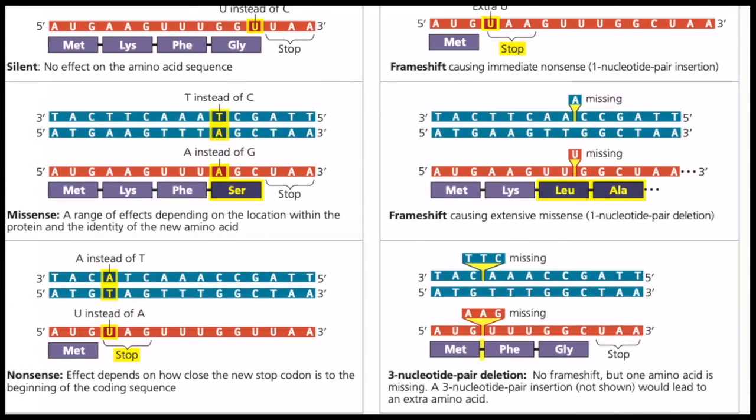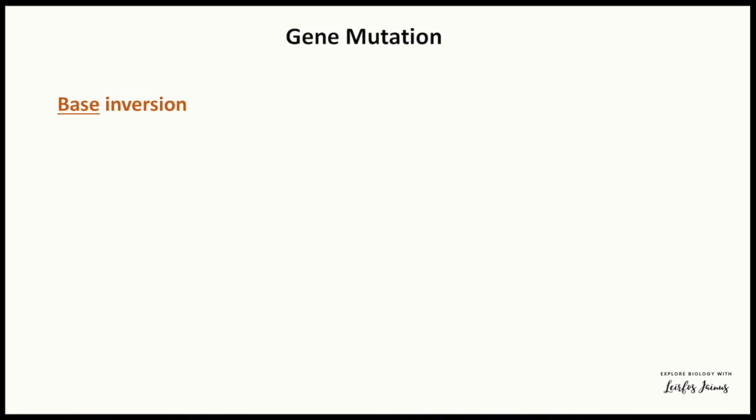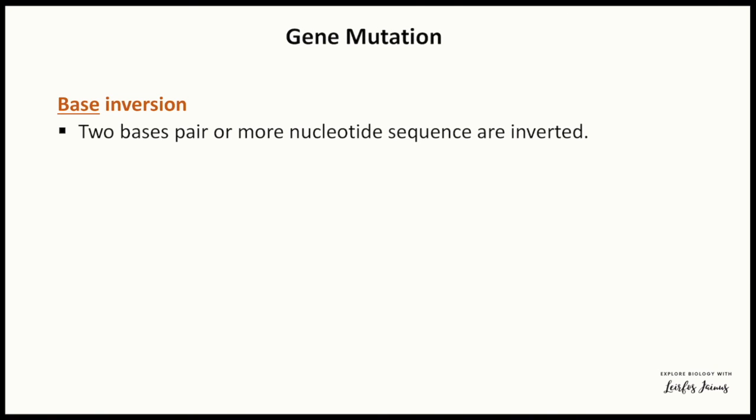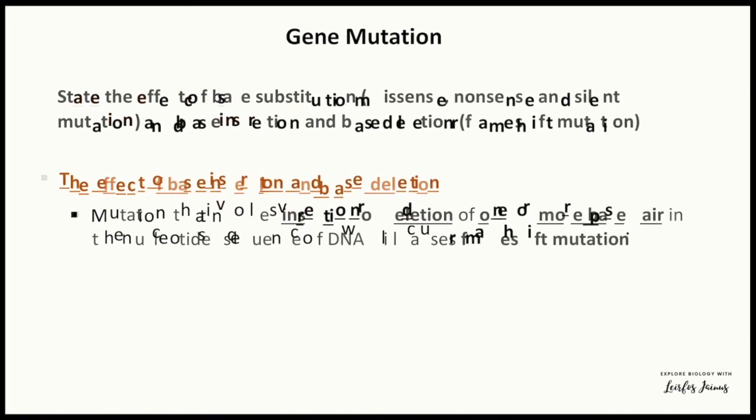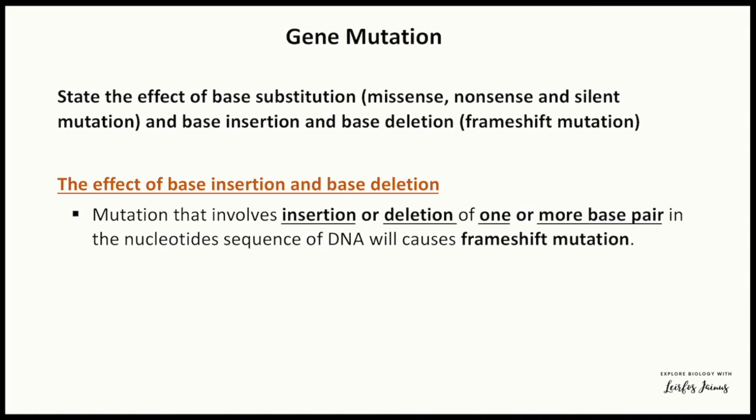For base inversion, two base pairs or more of the nucleotide sequence are inverted. Changes in the codons lead to change in the amino acid sequence. Base inversion will cause minor phenotype abnormality.